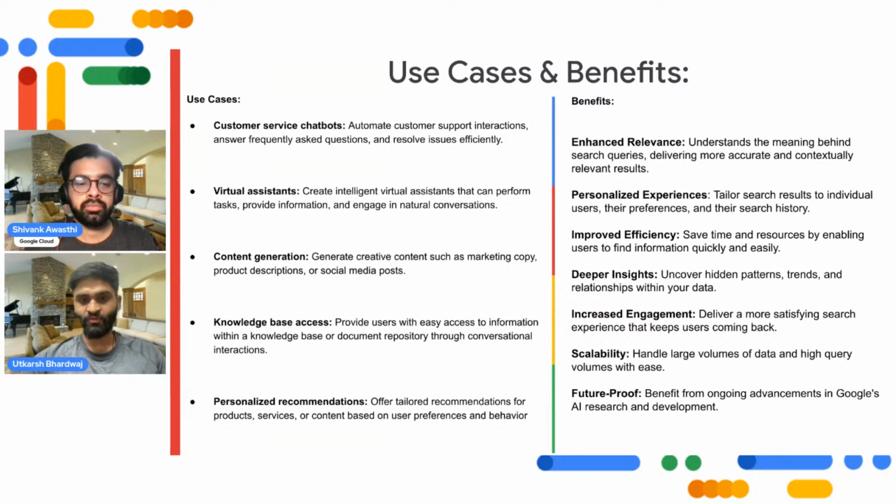It also helps you by giving deeper insights. It helps you uncover hidden patterns, trends, and relationships within your data. It provides increased engagement. It helps you deliver a more satisfying search experience that keeps users coming back and helps increase the traffic on your website or your application. Then comes scalability. It also helps handle large volumes of data and high query volumes with ease. And it is also future proof, benefiting from growing advancements in Google's AI research and development. Now let's move to the next slide, Shivang.